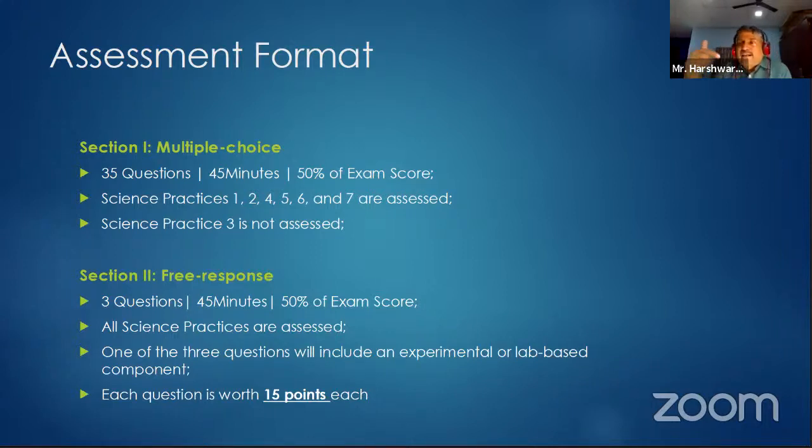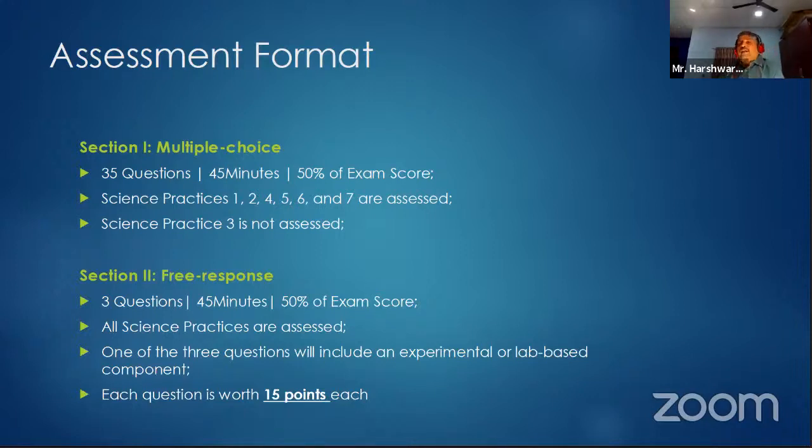Now, these 3 questions are very lengthy, so as to say. Typically, each question would have at least 6 to 7 subparts to it, which makes it a really long question. The free response questions contribute the remaining 50% of your score. All science practices are assessed here. And very important, each question is worth 15 points, so this is a section where we know what every question is worth. So all in all, 3 questions means you have 45 maximum marks available in this free response section.